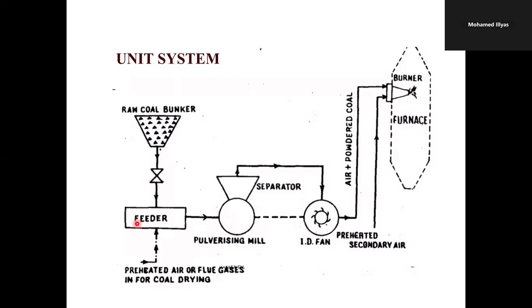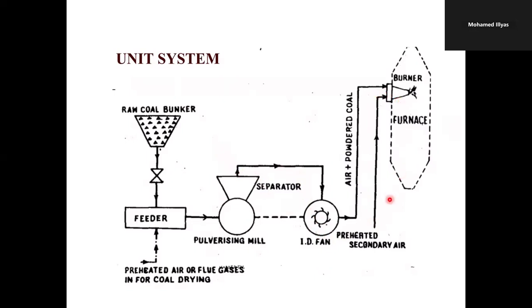So we use these flue gases or preheated air for drying the coal, and the dried coal will be supplied to the pulverizing mill. The pulverizing mill grinds the coal into uniform sizes and into powder form, which is supplied to the boiler through the induced draft fan. This induced draft fan will create a vacuum and draw in the coal, which will be supplied to the furnace of the boiler.